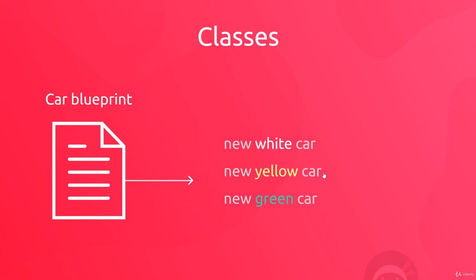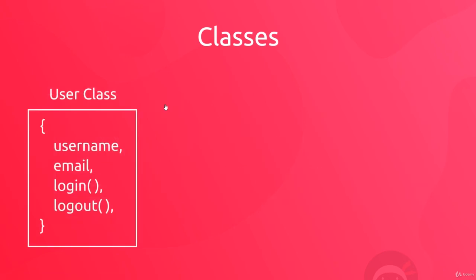Now, the same principle applies to objects in JavaScript. Only in JavaScript, we use a class to describe the type of object instead of a blueprint. So this would look something like that. We'd have a class which describes what properties and what methods an object should have. In this case, a user class could have a username, email, a login function, and a logout function. So every user created with the user class would have these properties and these methods.